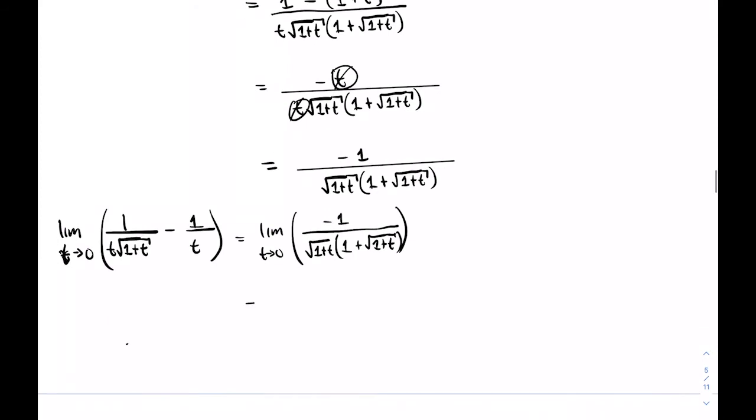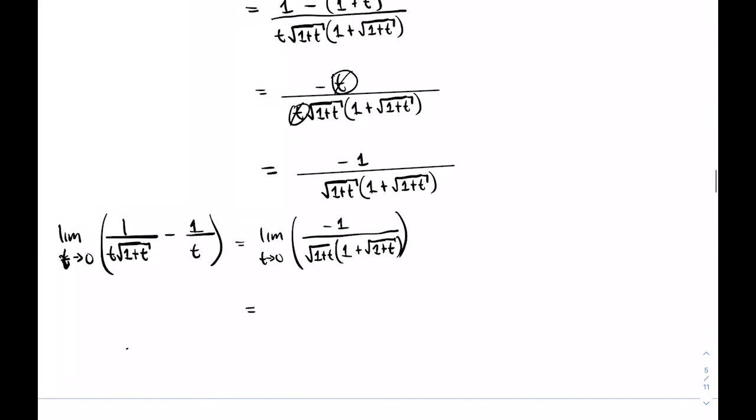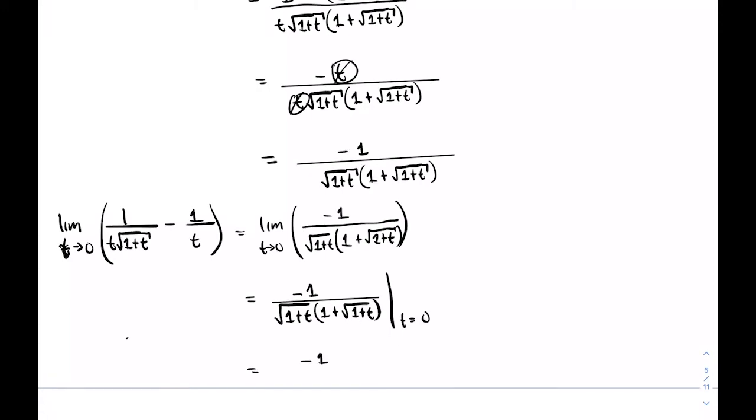Okay, which is equal to what? Negative 1 over the square root of 1 plus t times 1 plus the square root of 1 plus t, evaluated at t equals 0, which is equal to negative 1 over the square root of 1 plus 0 times 1 plus the square root of 1 plus 0. And if I simplify all of this, I should get negative 1 over 2, which is equal to negative 0.5. Okay, and that is the answer.